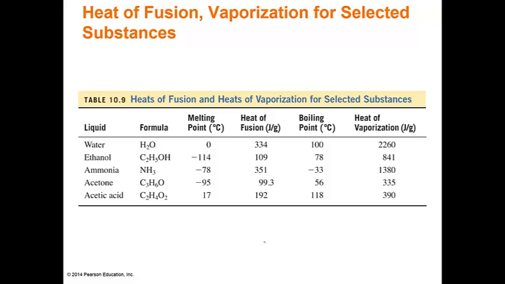All right. So here are some heats of fusion and heats of vaporization for some common substances. Water 334, ethanol 109, acetone 99.3. The boiling point of water is 100, ethanol 78.